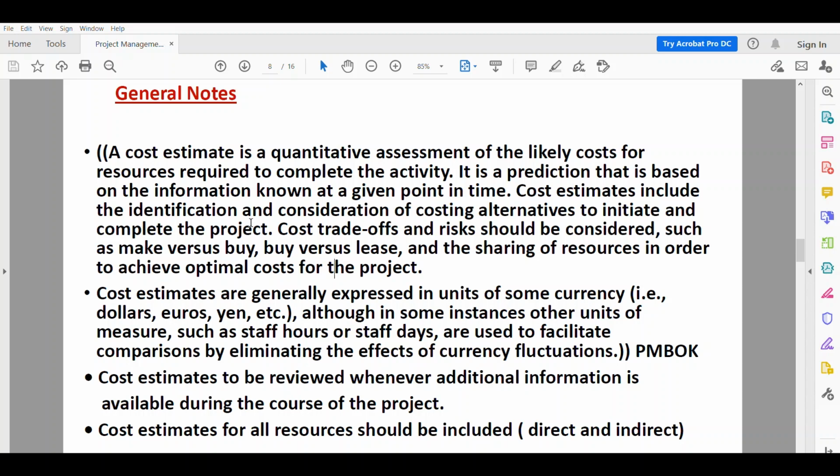The third note here is the cost estimate to be reviewed whenever additional information is available during the course of the project. So during the course of the project, we get more information on the project and resource and so on. So we update our cost estimate. The last one is the cost estimates for all resources should be included, direct and indirect cost.